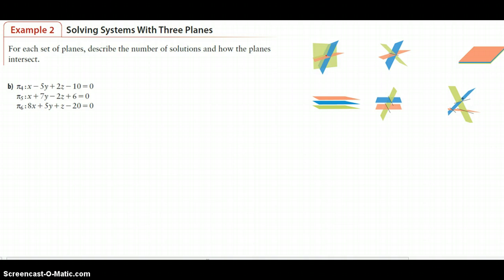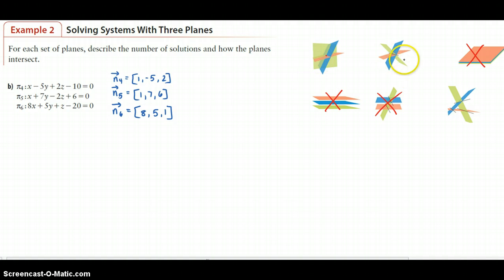So the first thing I'm going to do is analyze the normals of my three planes and look at their relationship to each other, and this should give me an idea about which cases I might have and which cases I can eliminate. Looking at the normals, I noticed that none of them are scalar multiples of one another. If none of the normals are parallel to each other, then none of the planes are parallel to each other, which means I can eliminate that one, this one, and this one. So I'm left with three options.